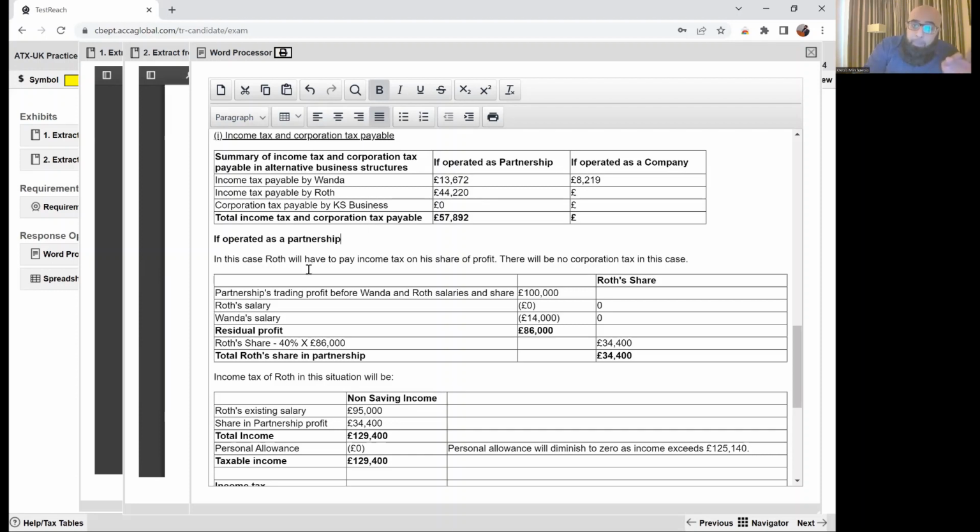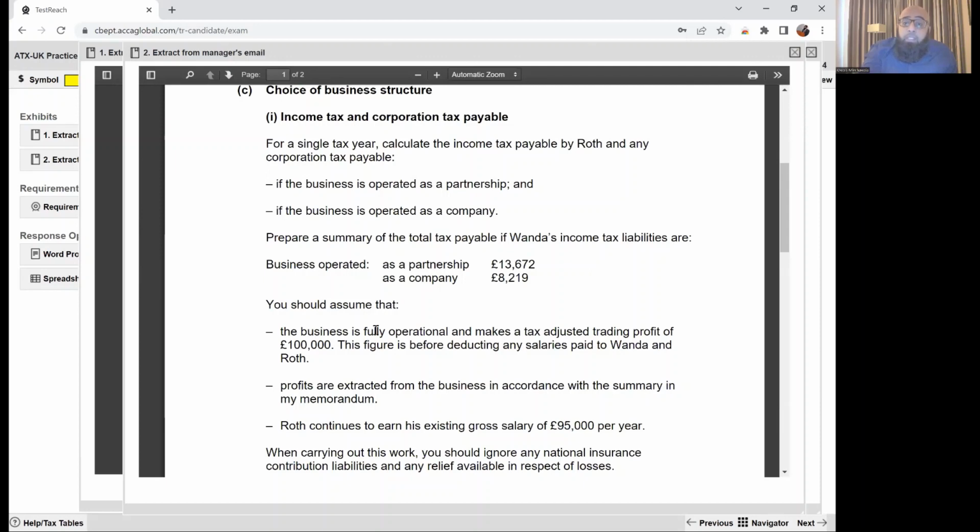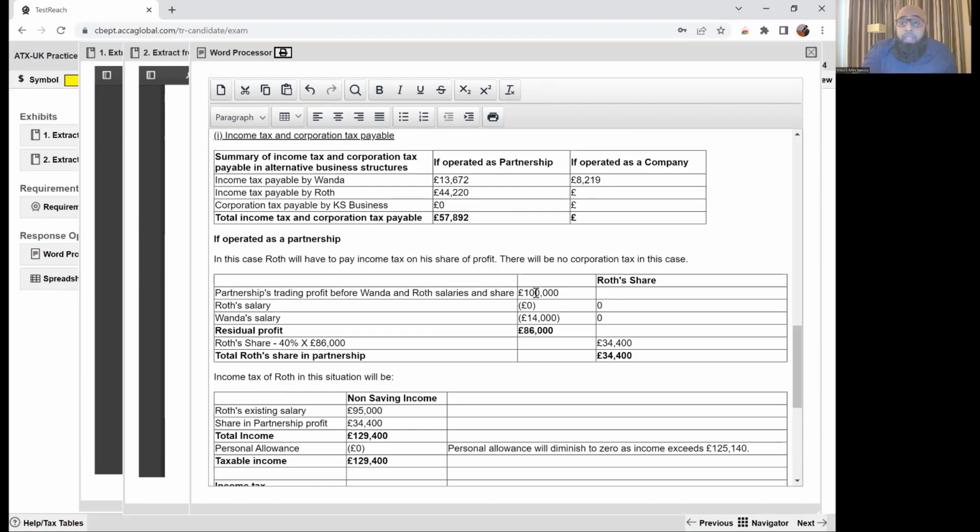So if operated as a partnership, in this case, Roth will have to pay income tax on his share of profit. The partnerships don't pay any corporation tax. Now, since it's a partnership, we need to calculate the share of profit. So how we'll calculate the Roth share? The profit of the partnership before Vanda and Roth salaries and share. It's written here. You should assume that the business is fully operational and makes a profit of 100,000. So 100,000 is the amount before their shares.